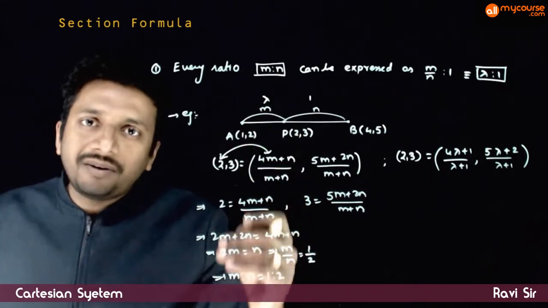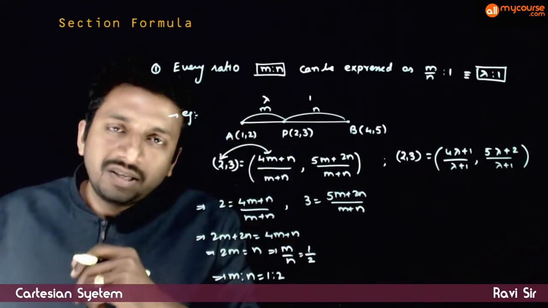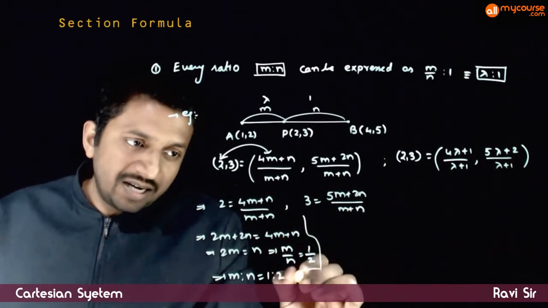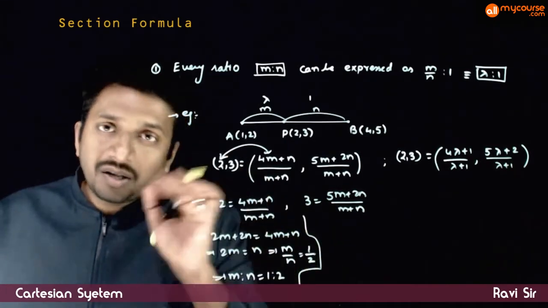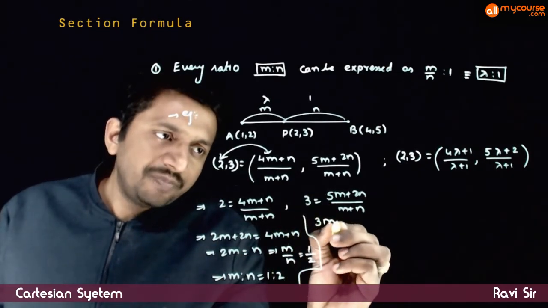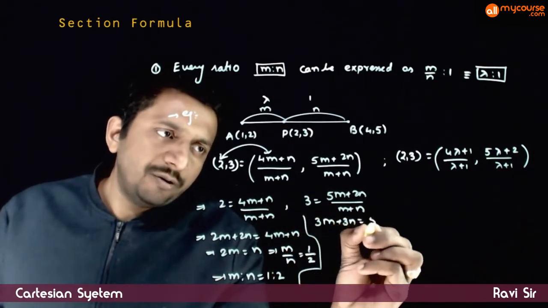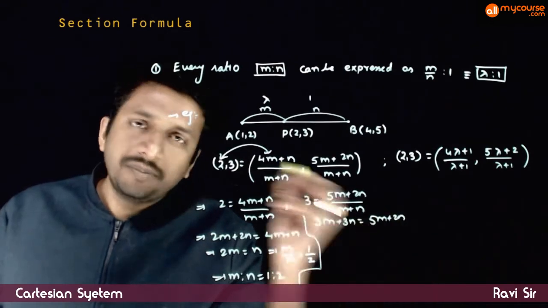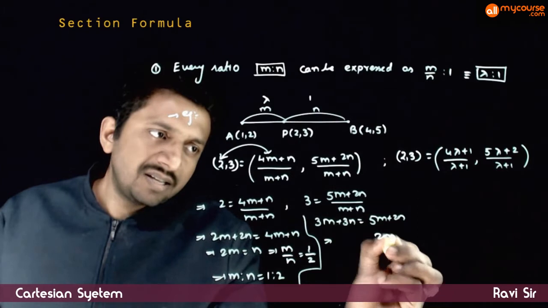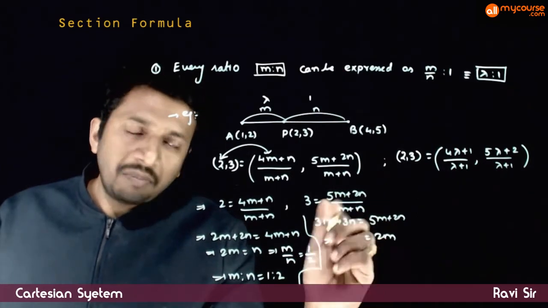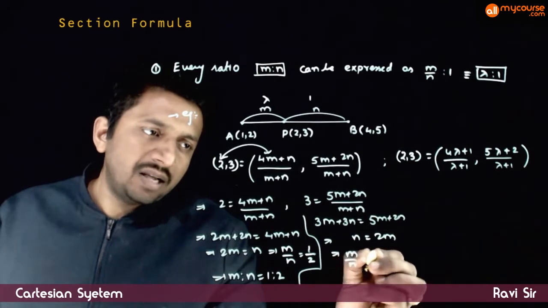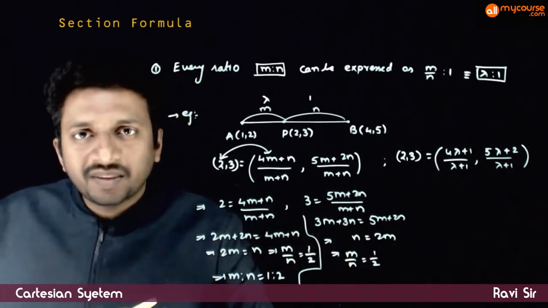So this is one way of trying to solve this question. Now, take the second condition. From one condition you got the value of m by n. Now the second condition is 3m plus 3n is equal to 5m plus 2n. This implies 5m minus 3m is 2m, 3n minus 2n is n. This implies m by n is equal to 1 by 2 again.